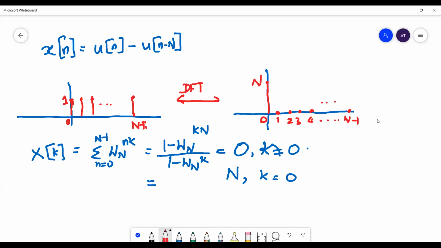The DFT will have value only at 0. So what does it mean? The DFT is equal to n into delta k. Is that clear? DFT is n into delta k. Yes. Okay, that's very good.